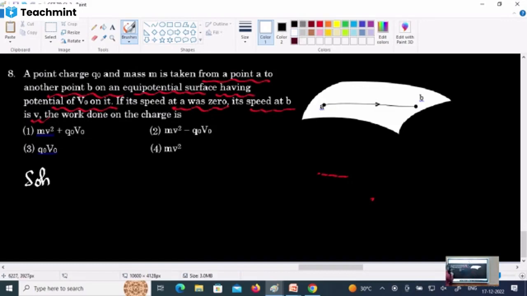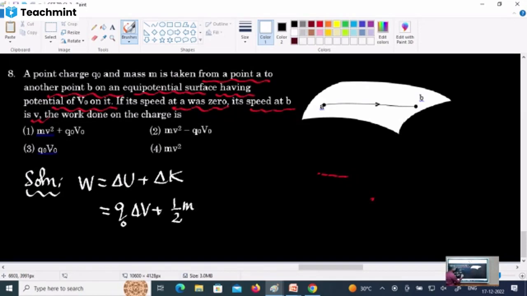Total work done is equal to change in potential energy plus change in kinetic energy. Change in potential energy is charge Q naught into the potential difference, and change in kinetic energy is half m v_B square minus half m v_A square.